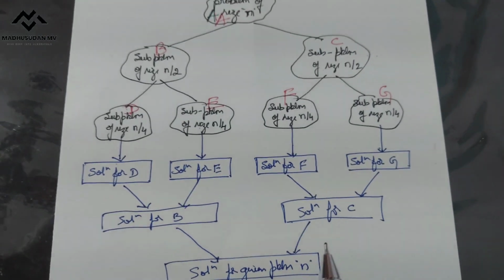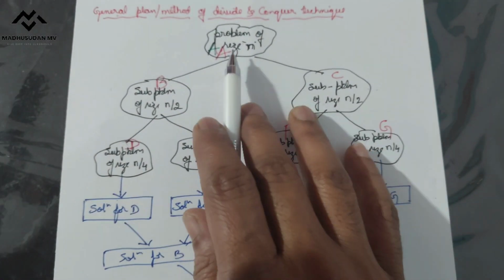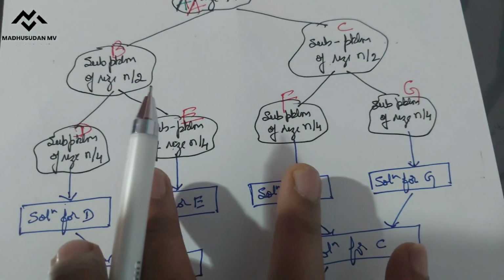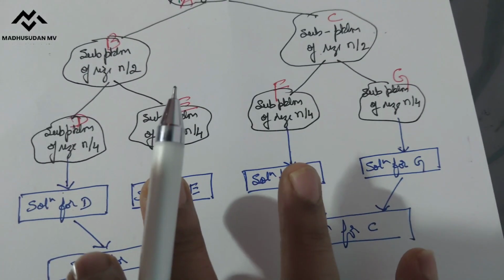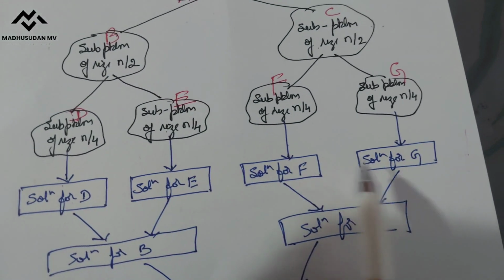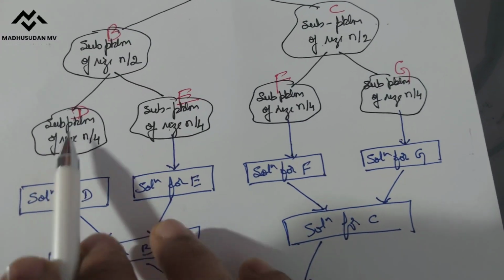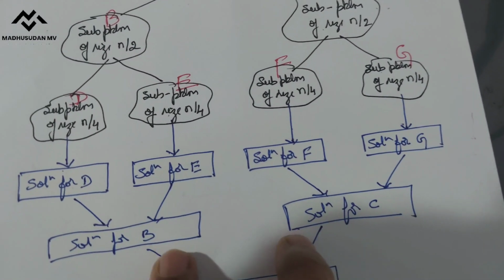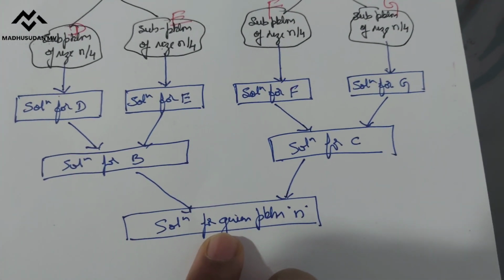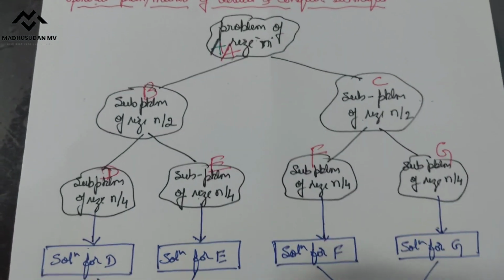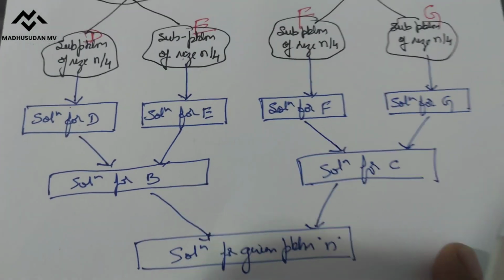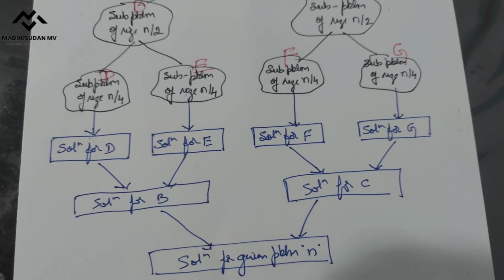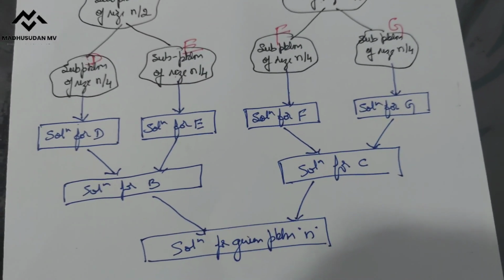In the divide and conquer technique, if the problem size is large, keep dividing the problem into subproblems or further subproblems until the subproblem size becomes small, or until we get the solution for all the subproblems. Once we get the solution for all the subproblems, then we need to combine those solutions to get the solution for the overall problem of size n. So this is the general plan of the divide and conquer technique. Hope you understood this concept. Now we are going to derive the equation for the divide and conquer technique.